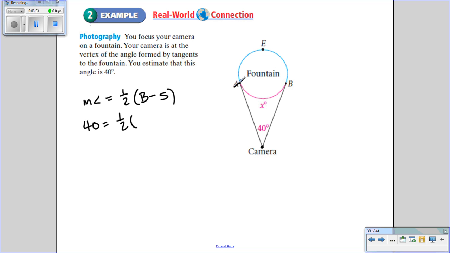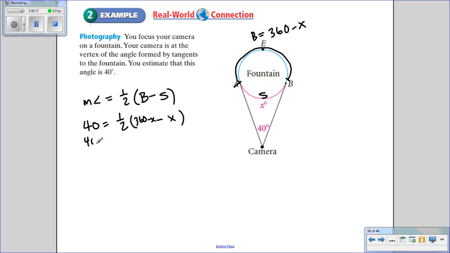Now the big arc, which is all the way out here. I don't know either of these arcs. I know the smaller one is x. This is the small, and this is the big. Since I don't know any of those numbers, I'm going to have to write an expression for the big arc. All the way around a circle is 360, so if I took 360 and subtracted the small arc, my big arc would be 360 minus x.